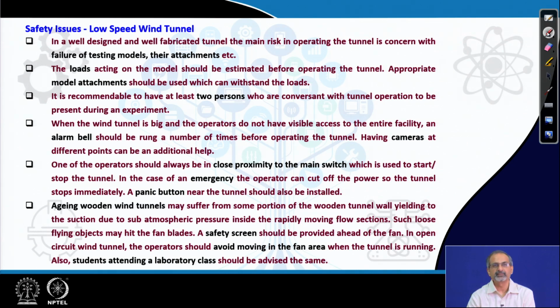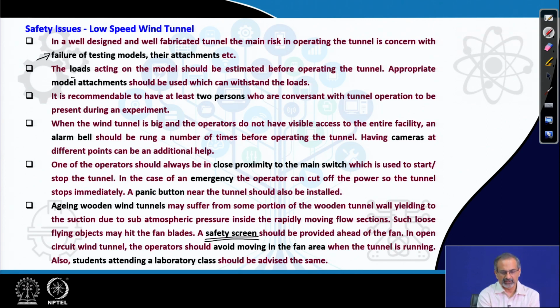Now, briefly we will discuss safety issues in wind tunnel handling, and let us start with low speed tunnels. In low speed tunnels there could be failure of testing models or attachments, which can happen for any tunnel for that matter. So, we have to be careful about such accidental situations, and for that the best remedy is to have a safety screen downstream of the test section ahead of the fan, so that the safety screen can arrest failed models or attachments.